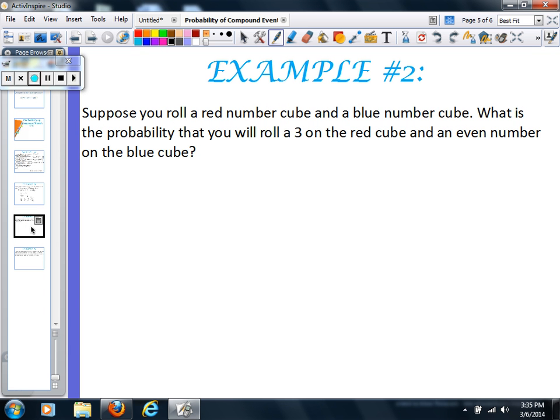Okay? Example number 2 says, suppose you roll a red number cube and a blue number cube. What is the probability that you will roll a 3 on the red cube and an even number on the blue cube? Okay? So, now this one isn't going to be mutually exclusive or overlapping. What we're looking at here now is, is this independent or is this dependent probability? Okay? Or events.